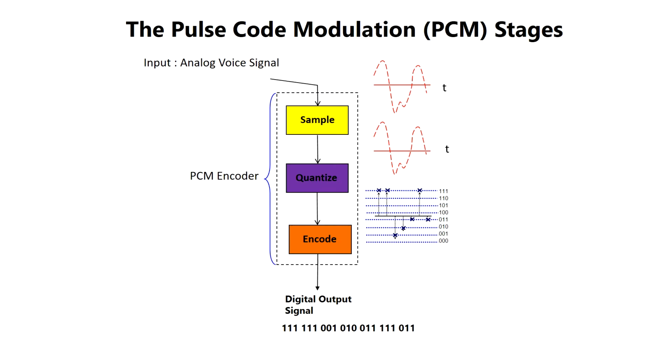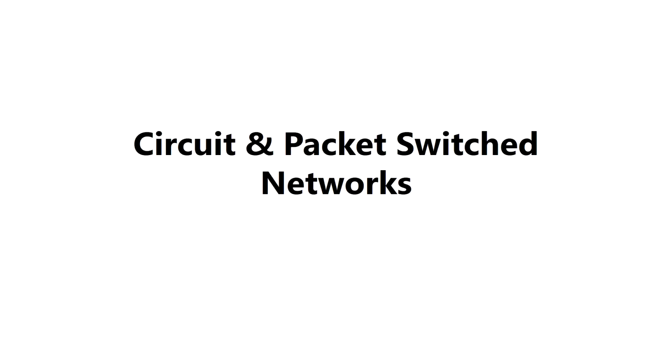The second stage of the process is quantizing. Quantization converts the continuous amplitude of the analog signal into discrete amplitudes and then rounds it off to a number of discrete levels. Then the final stage of the process is encoding. Encoding maps the quantized values to digital words that may be 3 or more bits long.